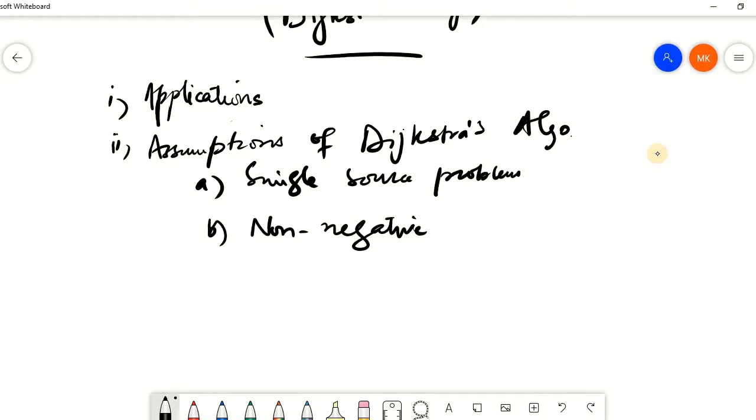Although it's not an assumption, it can be used for both directed and undirected graphs. If the graph is undirected, we are going to consider them as both-way communication. However, if the graph is directed, then we are only going to follow the flow of the arrows. Next, we are going to discuss the algorithm.